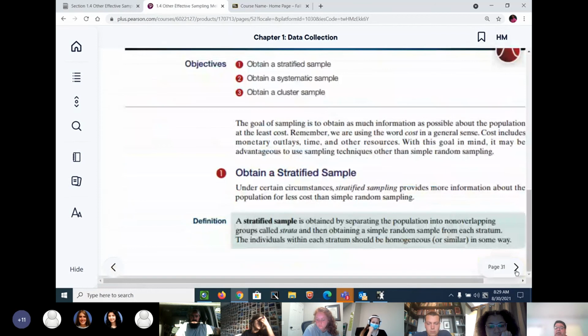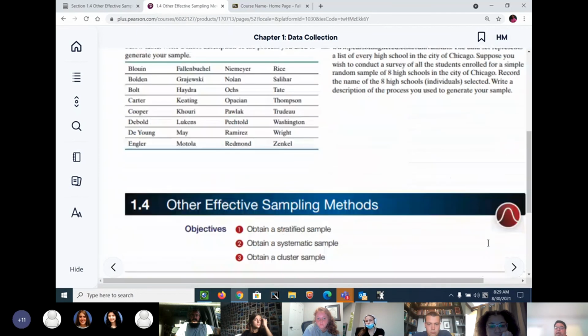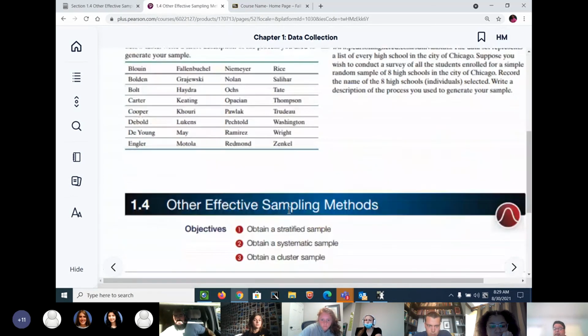A stratified is population. Oops, sorry, I hit the wrong button. Go ahead and write it down, but you don't have to write it down. I keep hitting the wrong button. I'm so sorry. I might need to take some medicine.